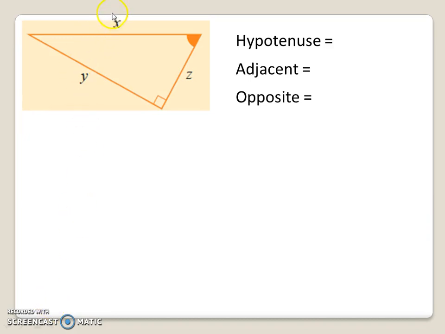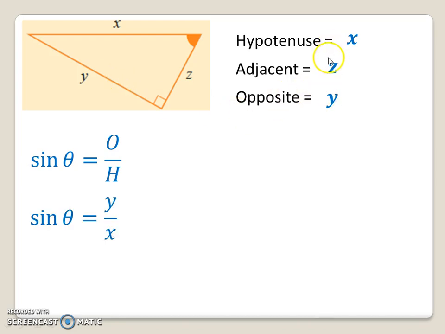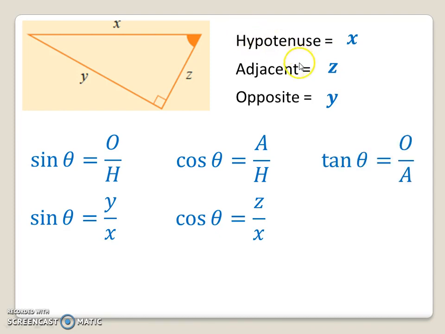Another example is when the sides are written in this single letter form, so the lowercase. Our hypotenuse here is just called X. Our adjacent side, because this is the angle marked, is now our Z, and our opposite side, opposite the angle marked, is our Y. So sine, opposite over hypotenuse, now becomes the Y over the X. The cos is the adjacent side, the Z, over the X hypotenuse side. Tan becomes opposite over adjacent, so Y over Z.